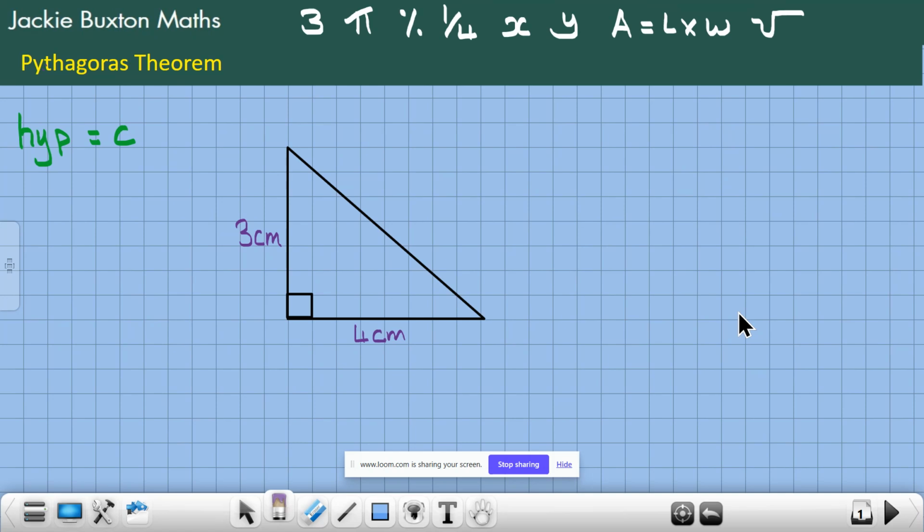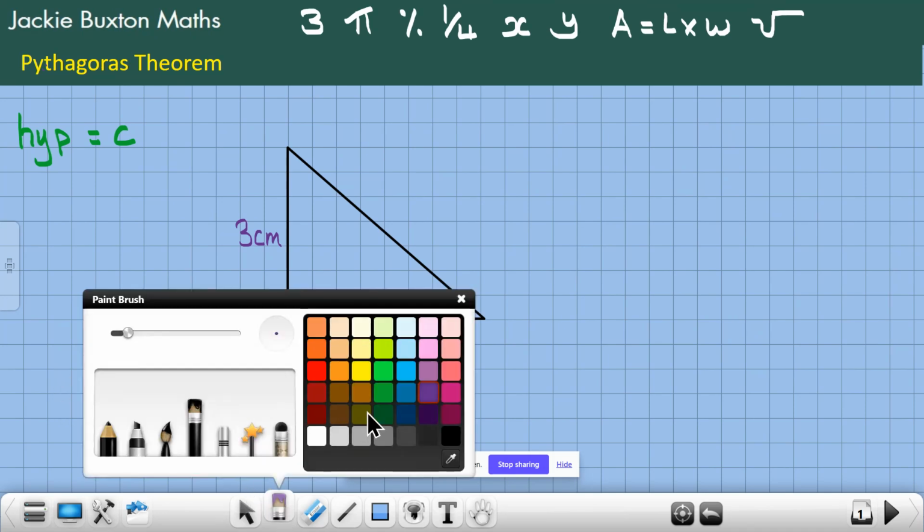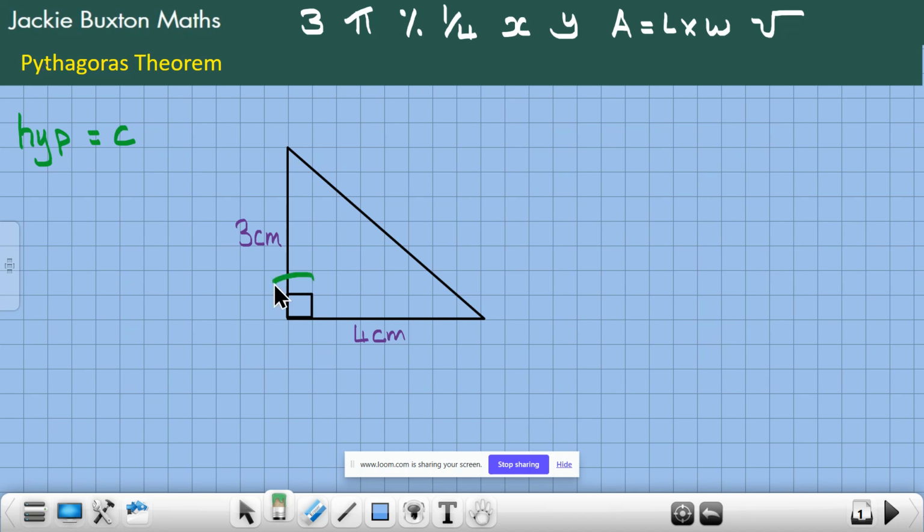Okay, so we know this is a right-angled triangle because we've got this sign here. This is telling us it's a right-angled triangle. When we're doing any other angle, we put a curve to it. So that's our sign that it's a right-angled triangle.